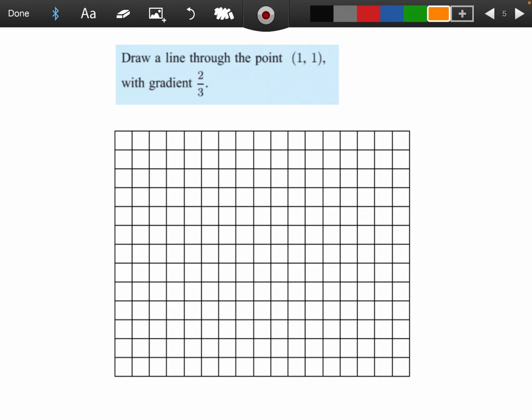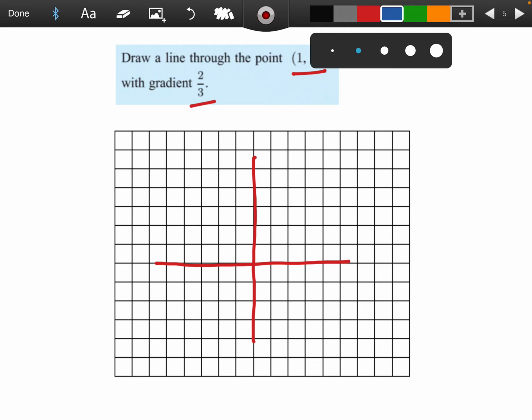Okay, let's look at a different kind of question. This one is: draw a line that goes through a particular point with a particular gradient. So we're given our particular point of 1, 1, and we're given a particular gradient of 2/3. So the first thing I'm going to draw is my set of axes. Then, if I know that my line has to go through point 1, 1, I'm going to start by putting that point in place. So I've got point 1, 1 in place.